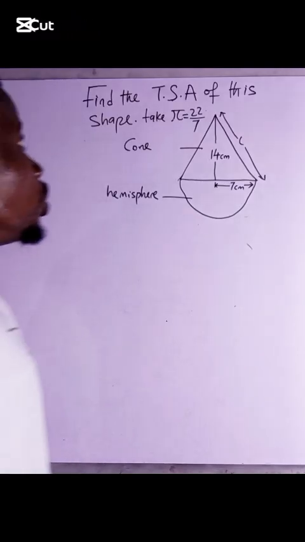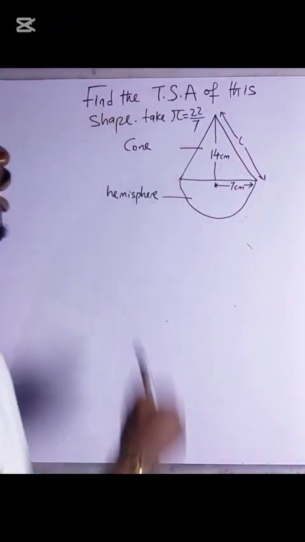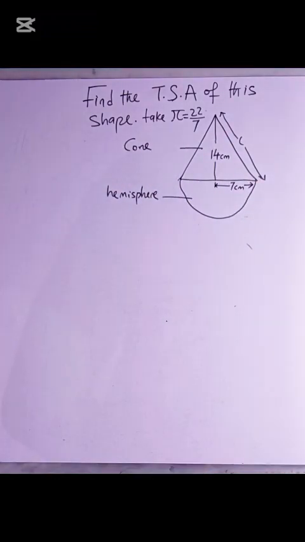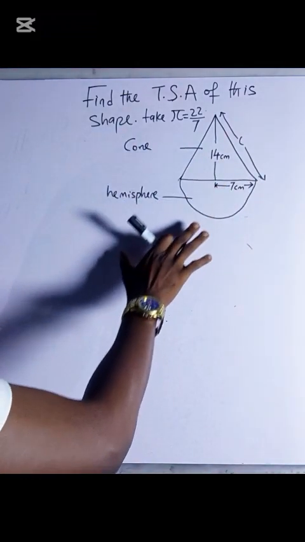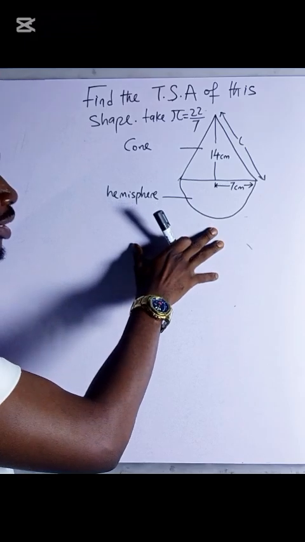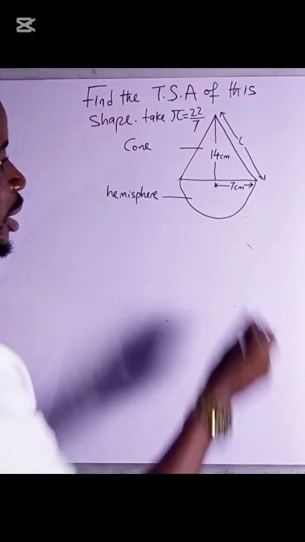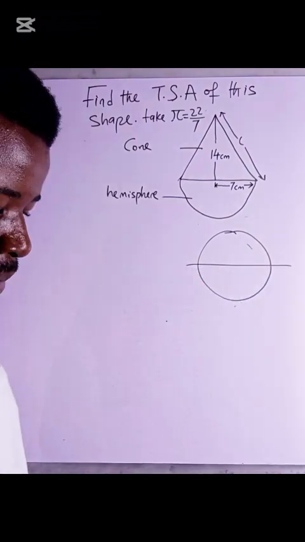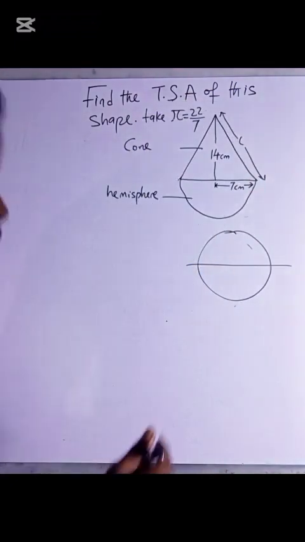So we are told to calculate the total surface area of this shape. Now, what we have here is a cone mounted on a hemisphere. What is a hemisphere? It's a sphere that is halved. So it's called the hemisphere. So we have a cone mounted on the hemisphere.